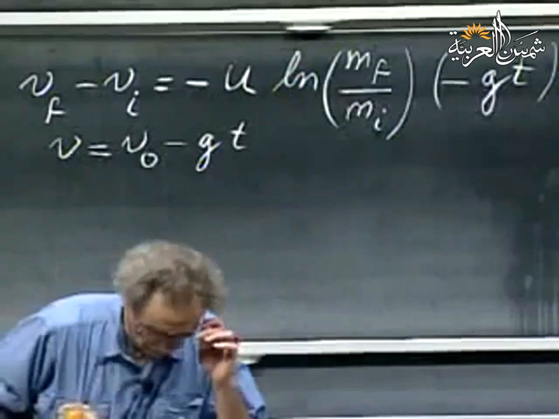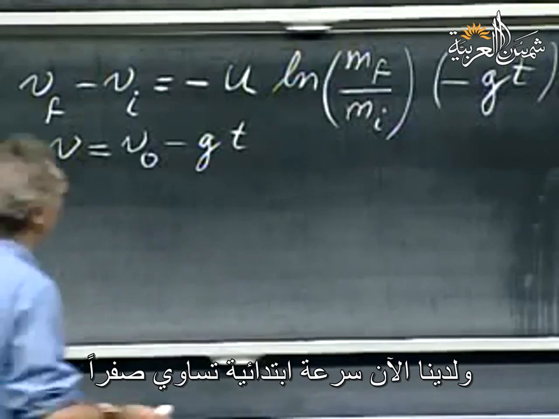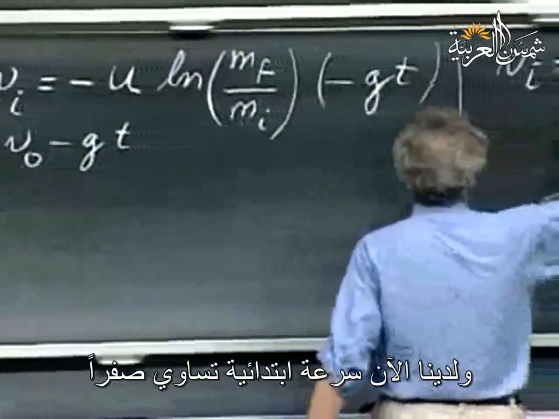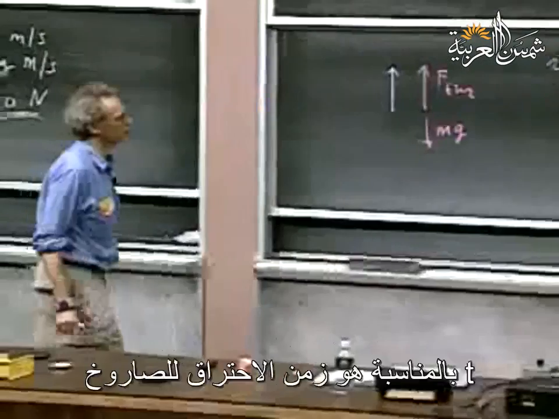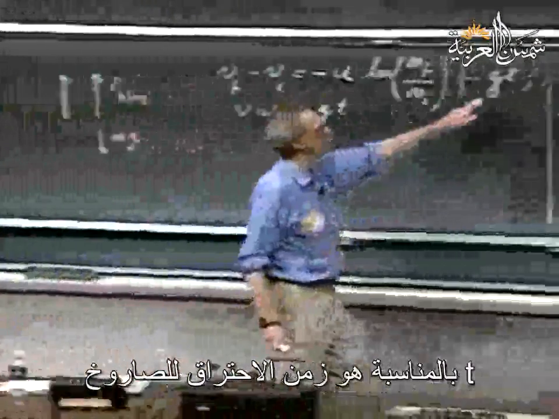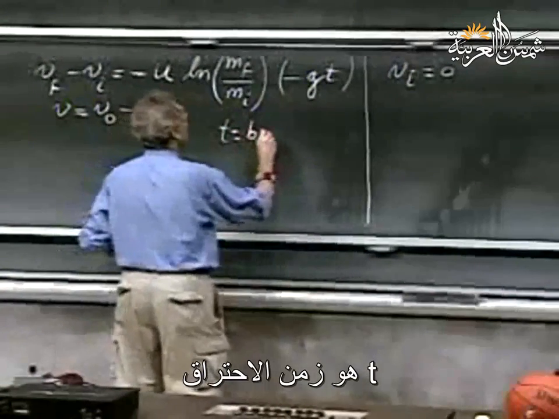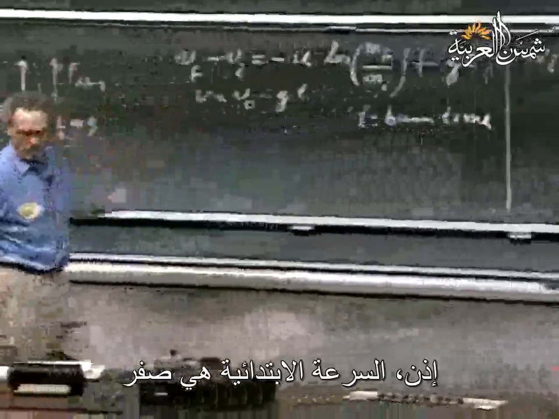So that looks good. We launch from the Earth, and we now have an initial speed which is 0. The rocket is standing there, and we fire the rocket. T, by the way, is the burn time of the rocket. Let me write that down. T is the burn time. So initial speed is 0.